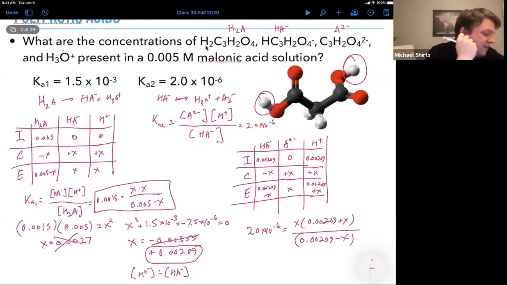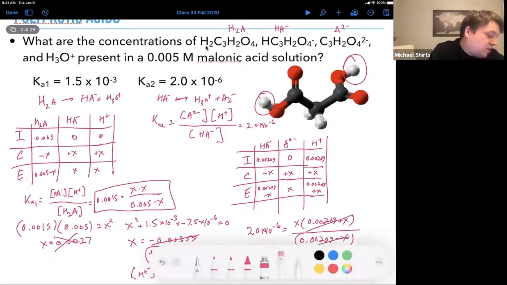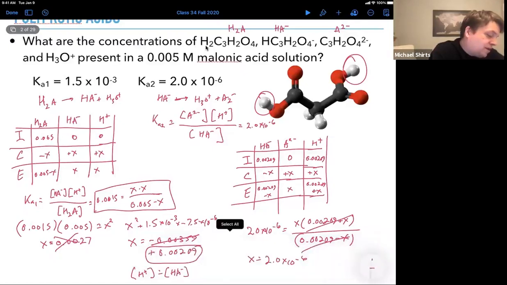Now this looks a little annoying to solve. It's a quadratic equation, but we've got to move a lot of things around. So I noticed one thing here that'll make this really simple. What if I just said that x was small compared to 0.00209? If I just said it's small, then this is super easy to do because then we have the same thing on the top and bottom. And in that case, x is equal to 2.0 times 10 to the minus 6, i.e. just Ka2. Now clearly 2.0 times 10 to the minus 6 is quite small compared to 2 times 10 to the minus 3. So it's a good approximation, and we can just end there. That will be the x.